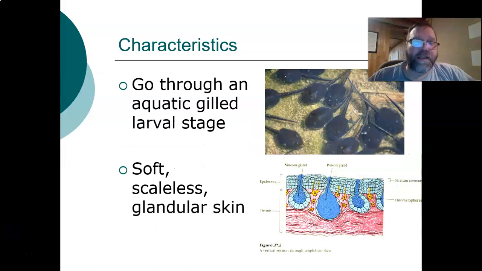They go through an aquatic gilled larval stage. Larval simply means developing. So what this means is aquatic, they live in the water. They have gills. Gills are used to take oxygen out of the water, and they do that while they're still in a developing stage before they become frogs or toads or whatever else they're going to be. They have soft, scaleless, glandular skin. Glandular means that they often secrete something like slime or mucus and other things.